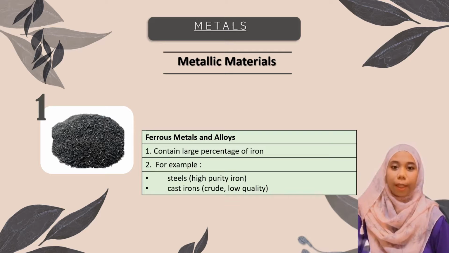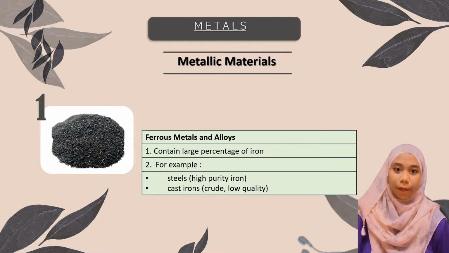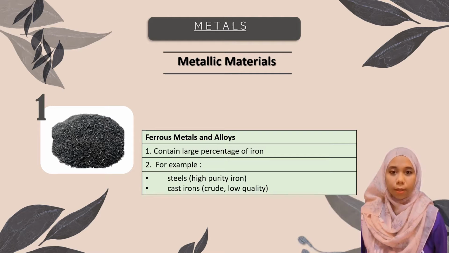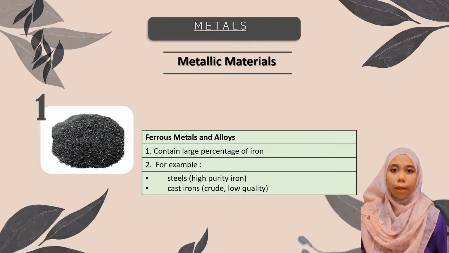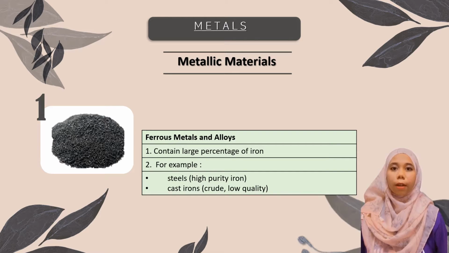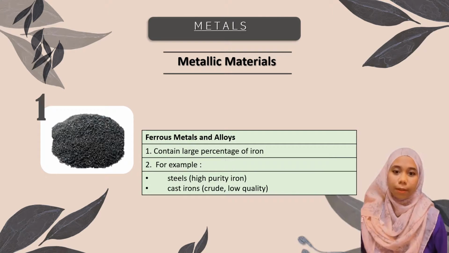Next, metallic material can be divided into two parts. The first one is ferrous metal and alloy. The second one is non-ferrous metal and alloy. So the first one is ferrous metal and alloys. From the name itself, ferrous metals means that it contains a large percentage of iron. Besides having iron, it also has carbon. For example, ferrous metals and alloys are steels, which contain high purity of iron, and we have cast iron, which is some crude and low quality ferrous metal.